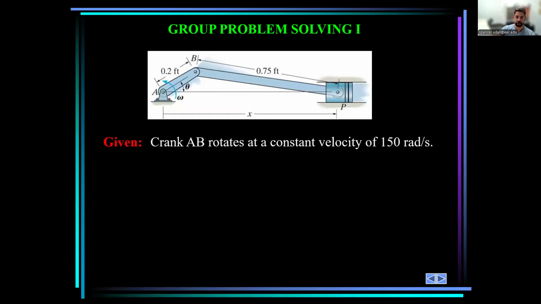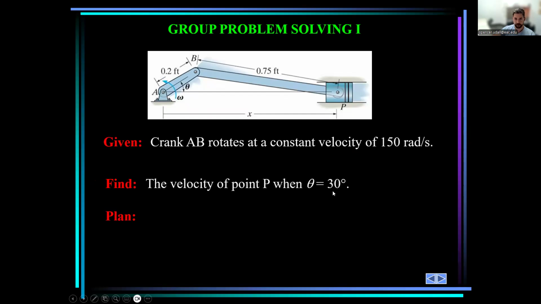All right, try this one out. Come back and check your answer. This one's got an interesting situation where we're relating linear again to the angular, theta and omega here. They gave us omega this time, 150 radians per second. They gave us theta. They want us to find the velocity of point P.